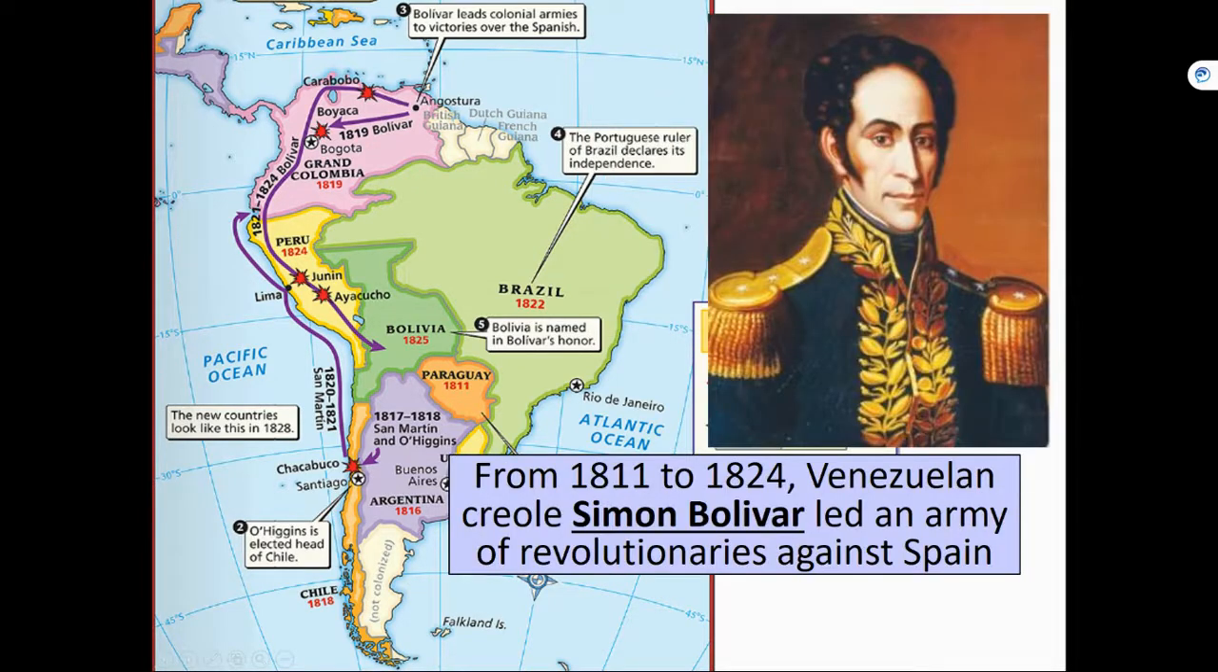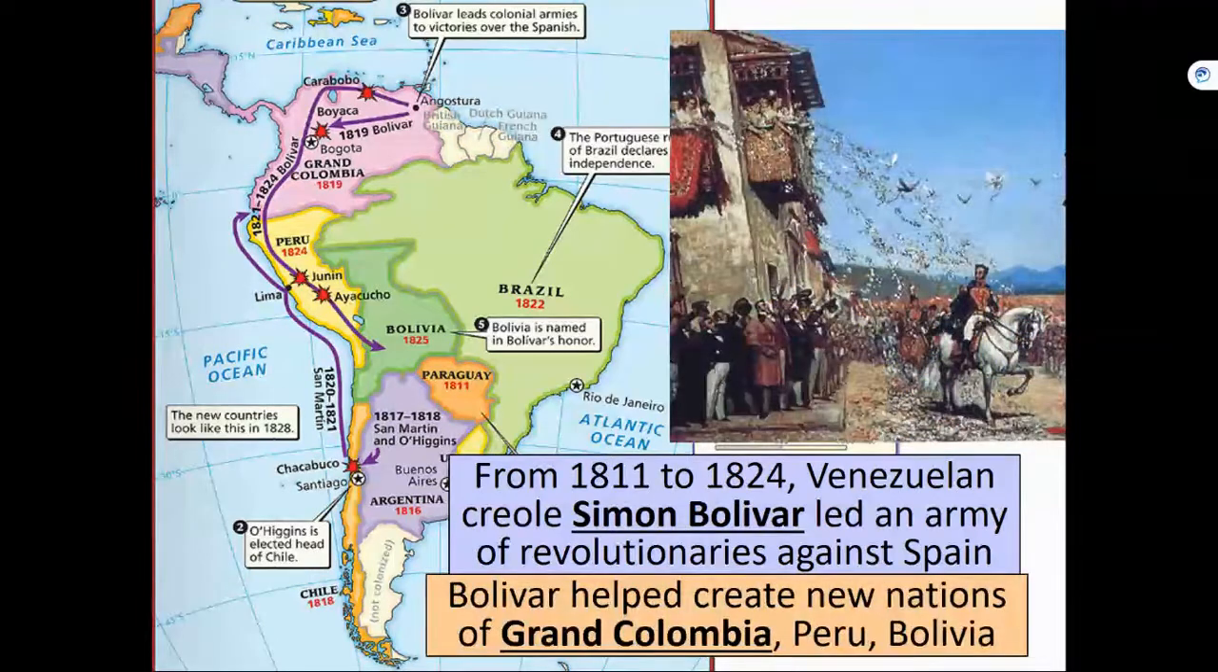From 1811 to 1824, Venezuelan Creole Simón Bolivar led an army of revolutionaries against Spain. Bolivar helped create new nations of Grand Colombia, Peru, and Bolivia.